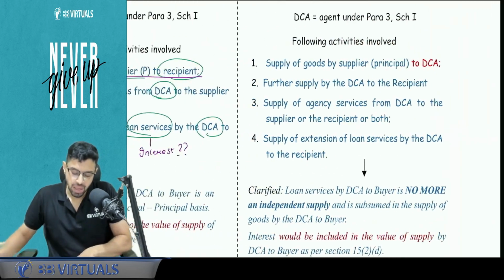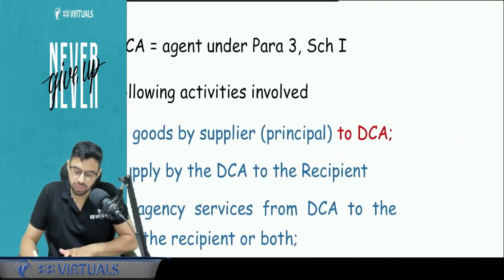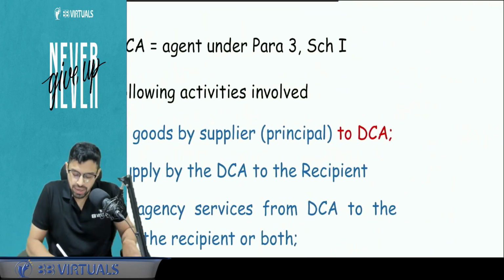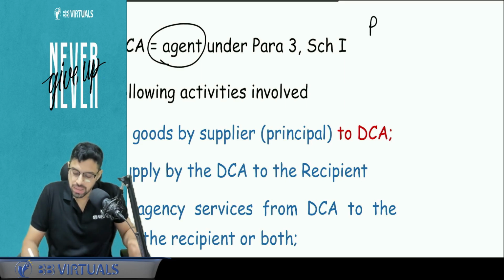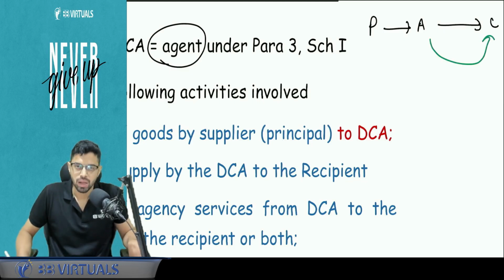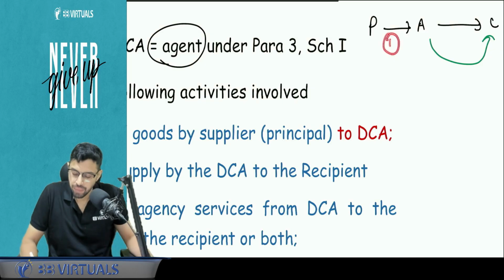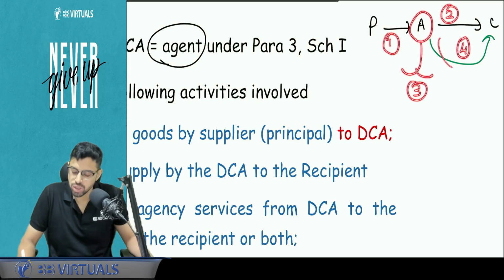But second case, what if DCA is an agent under paragraph number 3? Now let's decode this. DCA is an agent means principal to agent is a separate supply, agent to customer is a separate supply, plus loan is given here. Now here 4 activities are involved. Activity number 1 is this supply. Activity number 2 is this supply. Activity number 3 is agency services. And activity number 4 is loan.